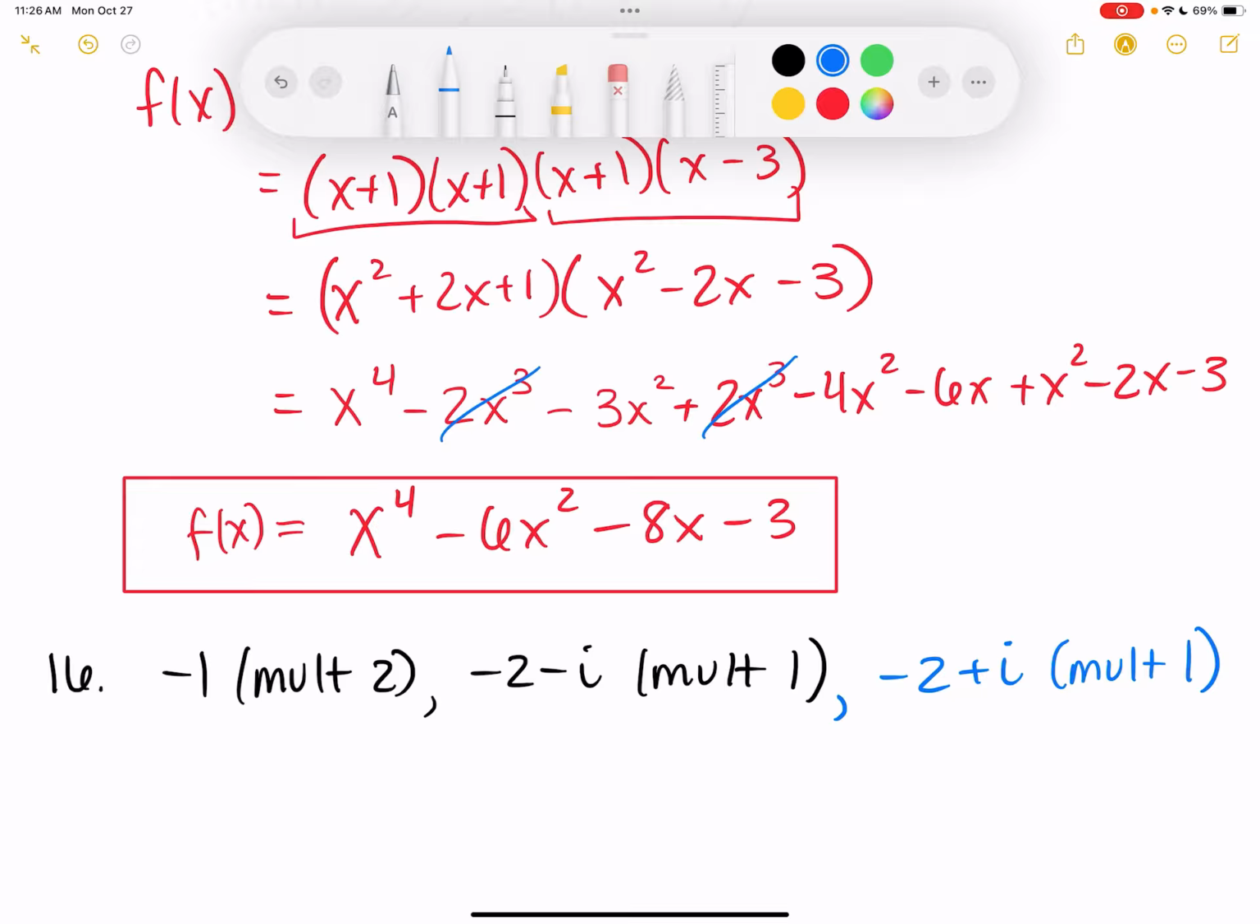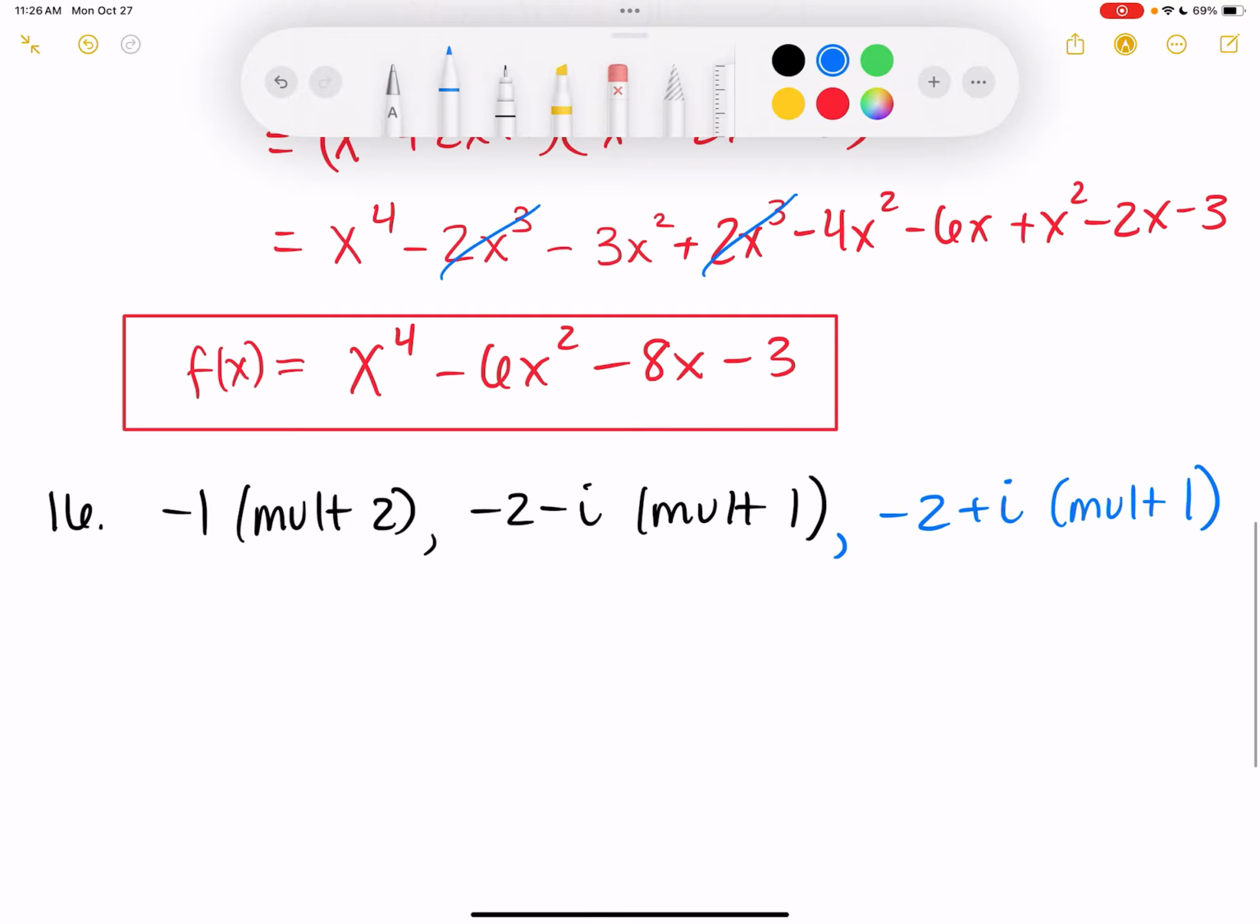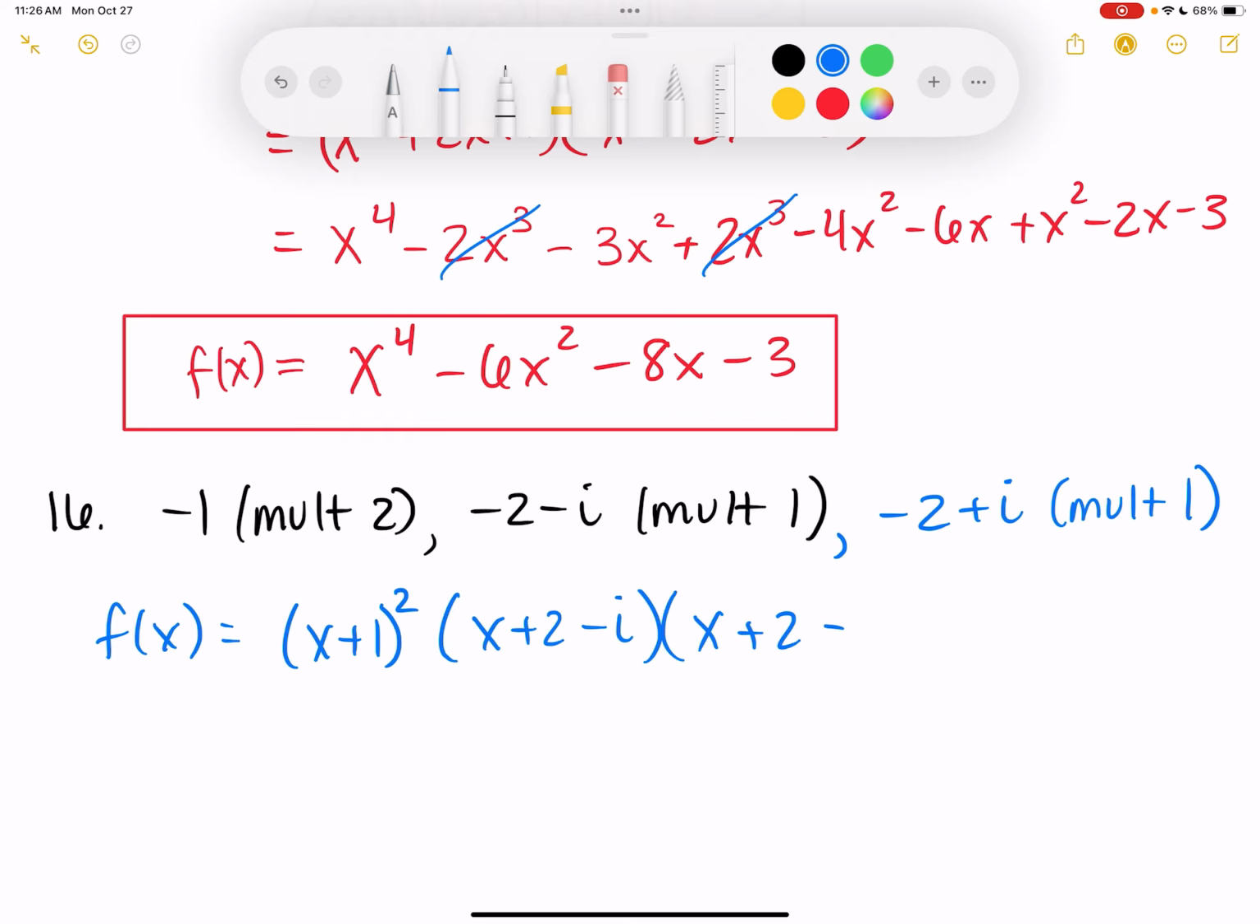So then I'm going to set this up. I've got f of x equals x plus 1 with a multiplicity of 2, so I'm going to go ahead and square that. And then I've got times x plus 2 minus i, and then times x plus 2 plus, nope, this was supposed to be plus i. This one's supposed to be minus i. Doing them out of order, apparently. There we go. Plus 2 plus i plus 2 minus i. There we go.